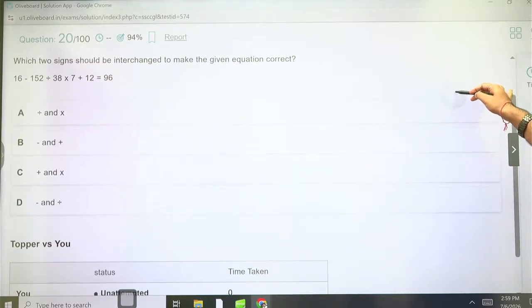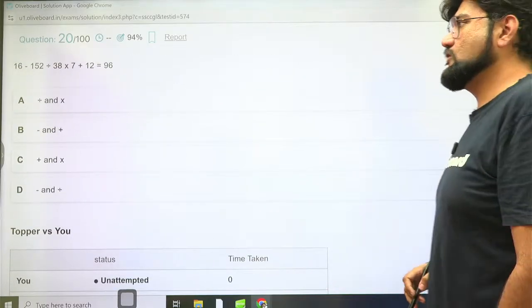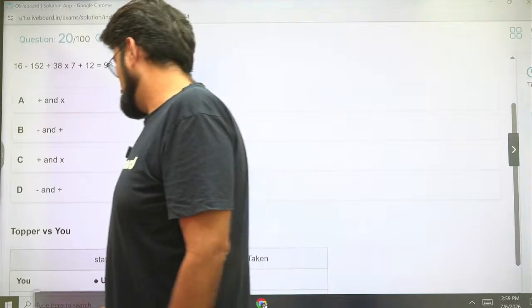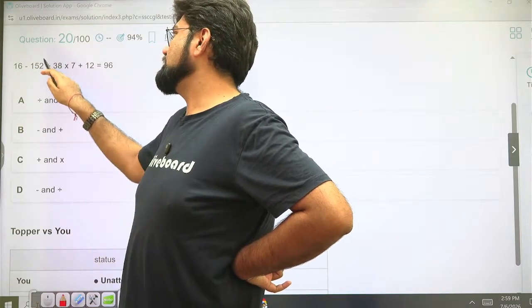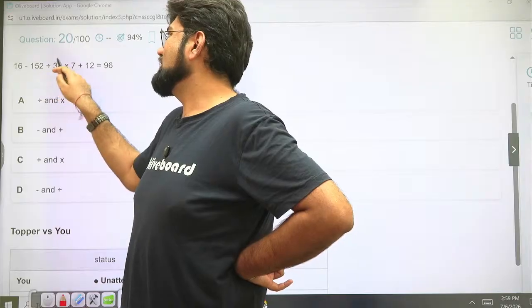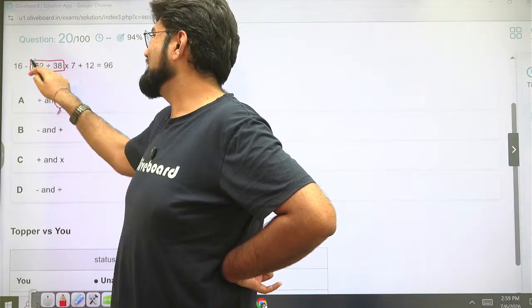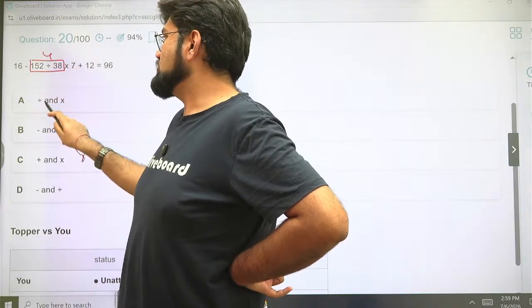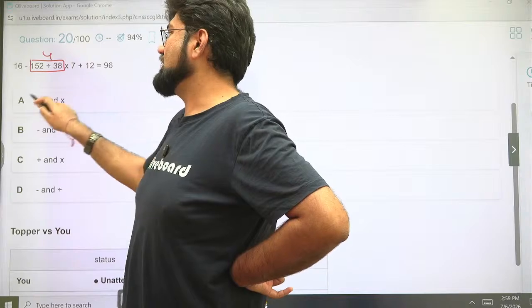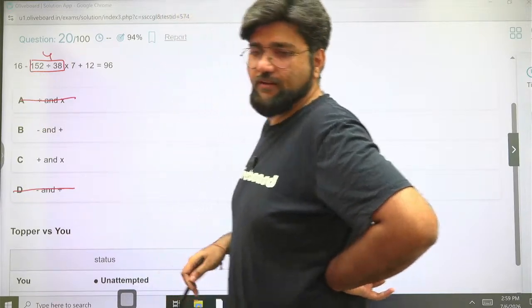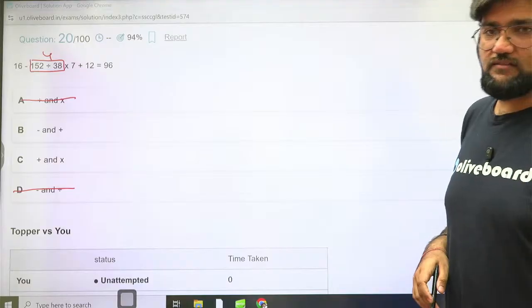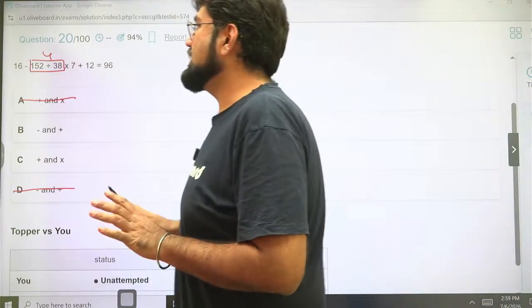Which two signs should be interchanged to make the given equation correct? If you quickly check the division, 152 and 38, if you divide here, so this is 76 by 19, that is 4. So this gives you 4. Now if I change division and multiply here, it's not making sense. Similarly, here it is not making sense. It's going to give you a fraction, which is useless. Now I'm confirmed the division will stay here only.